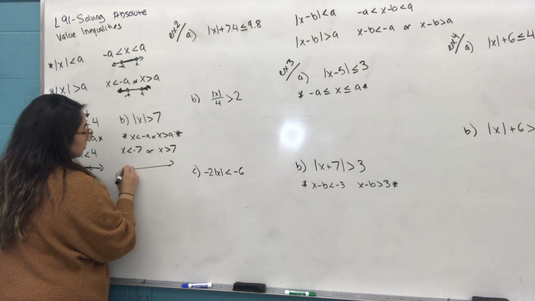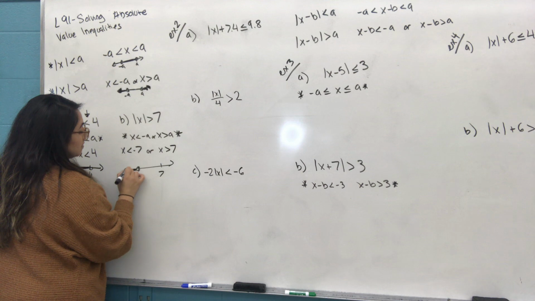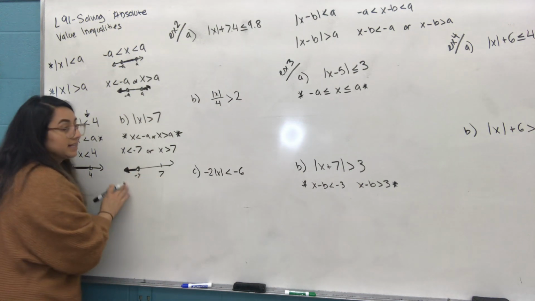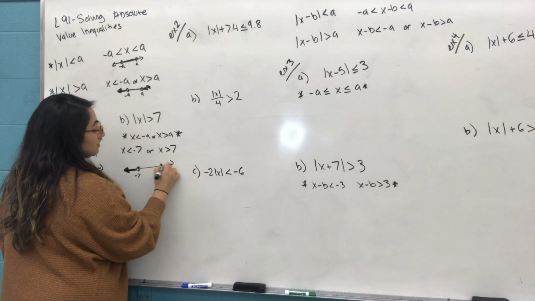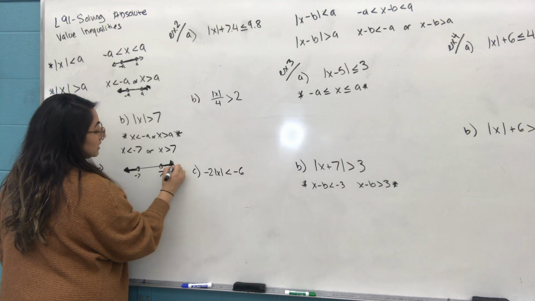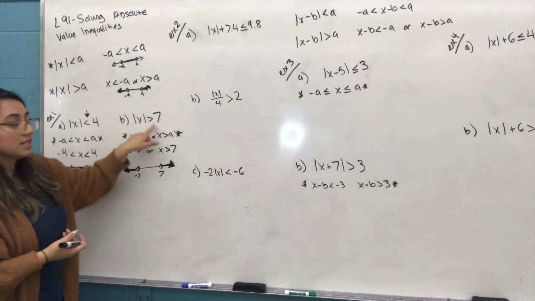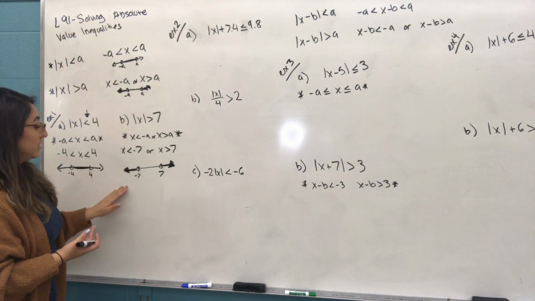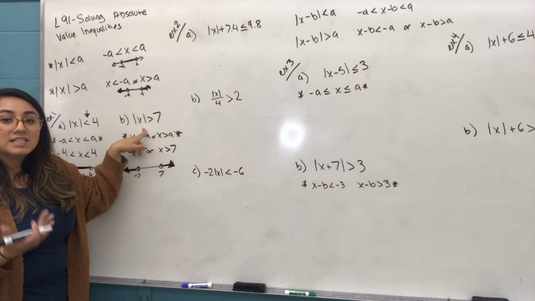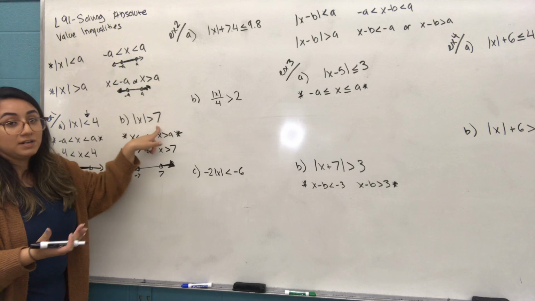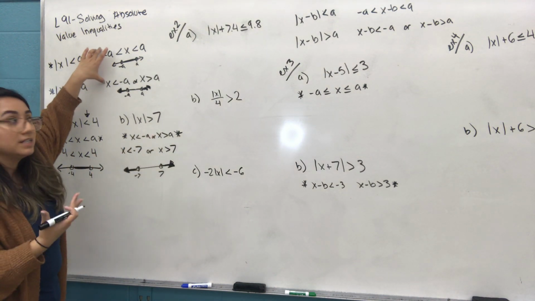What this means, if we were to graph it, is that x could be any number after negative 7. So it could be negative 8, negative 10. Or it could be greater than 7. So it could be 8, it could be 9, it could be 10. And that's what this means. If I put 8, the absolute value of 8 is greater than 7, that makes sense. How about negative 8? The absolute value of negative 8 is positive 8, and 8 is greater than 7. So these two things are what you're focusing on.